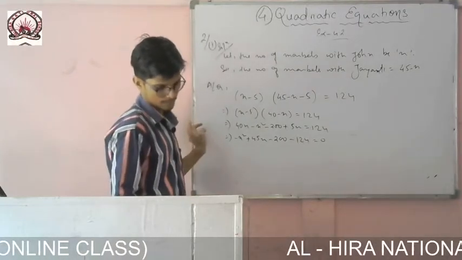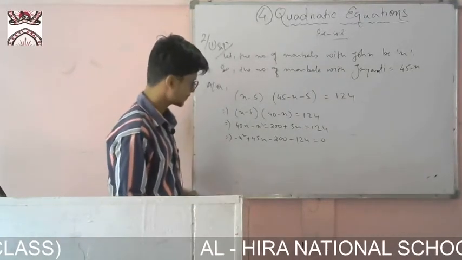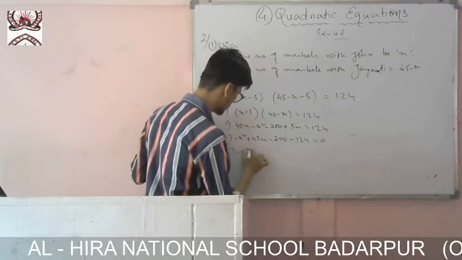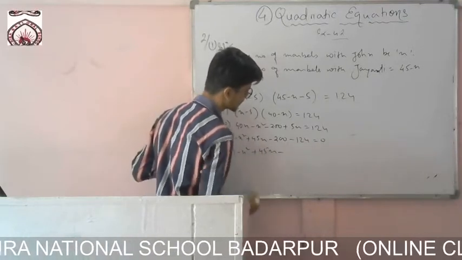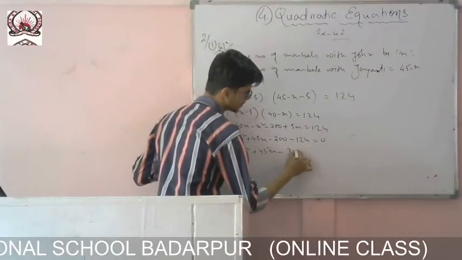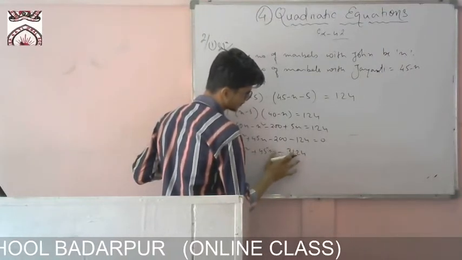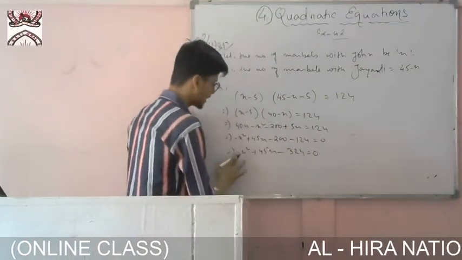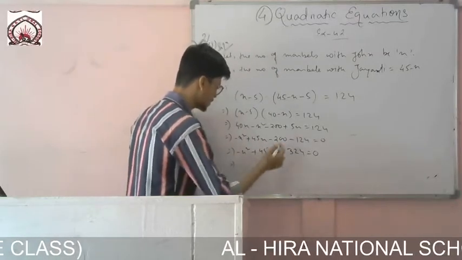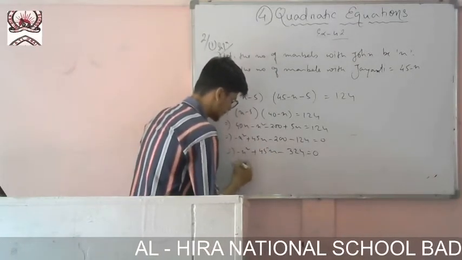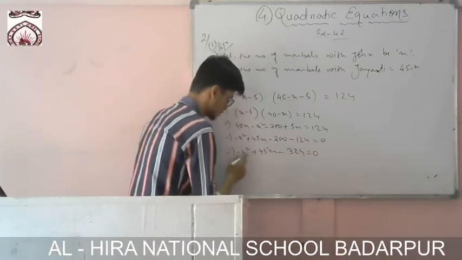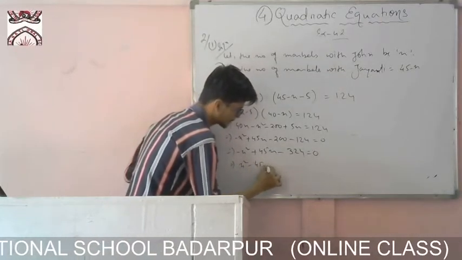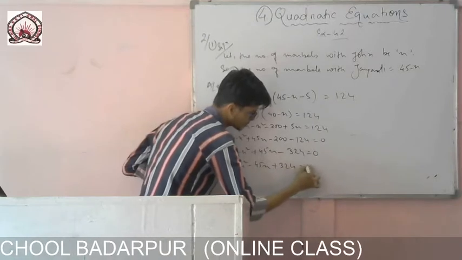So minus x square plus 45x, then again minus, okay, let me add this, then I will change it. So minus 200, minus 124, it is minus 324 equals 0. So now here before x square it is a minus sign, so first of all we will remove this one. If I make this positive, that means I have to multiply the whole equation by minus. So this minus x square becomes positive, this positive sign becomes negative, this negative sign becomes positive, equals 0.